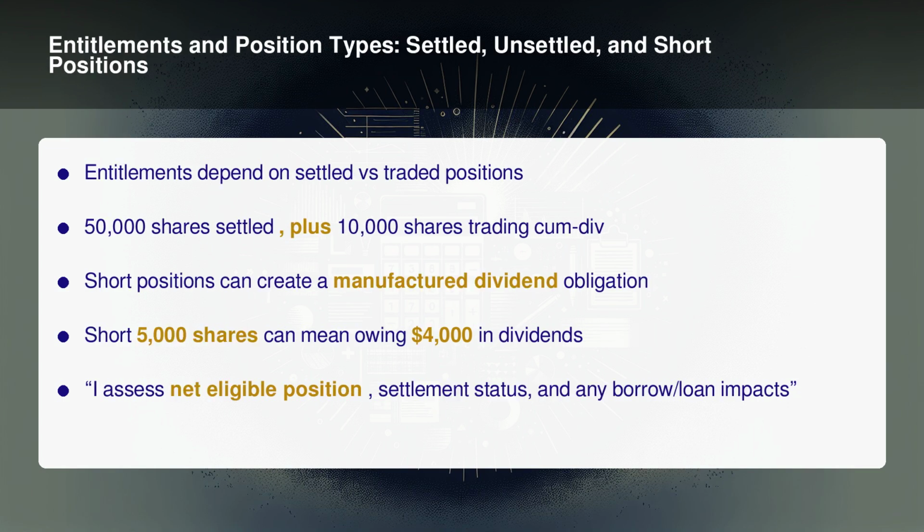Entitlements aren't just about what you see in holdings. They depend on settled versus traded positions and whether you're long or short. For example, you may have 50,000 shares settled, plus a purchase of 10,000 shares trading cum div, but settling later. Depending on market rules, you might still be entitled on trade date. Shorts add complexity. A short position through record date may create a manufactured dividend obligation. To put this in perspective, short 5,000 shares and a 0.80 dividend can mean you owe $4,000. Interview-ready line: I assess net eligible position, settlement status, and any borrow or loan impacts.